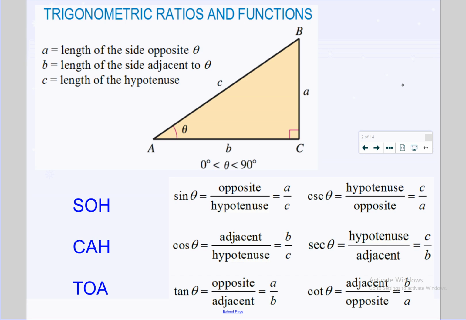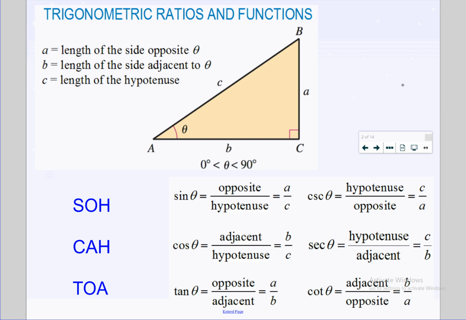Then, once we have sine, cosine, and tangent, we can take their reciprocals and we get our other three main functions. The reciprocal of sine is cosecant. So instead of opposite over hypotenuse, we have hypotenuse over opposite. And then same with the other ones. Cosine and secant are reciprocals. Tangent and cotangent are reciprocals.